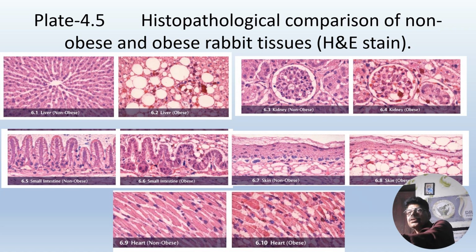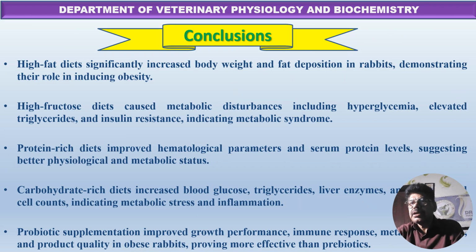The skin, liver, kidney, and heart had significantly higher values in obese rabbits than in non-obese rabbits. This shows that obese rabbits have significantly high fat accumulation in the intestine, heart tissue, spleen, and liver. The liver, kidney, small intestine, skin, and heart have shown significantly higher fat accumulation in these organs as compared to non-obese rabbits.